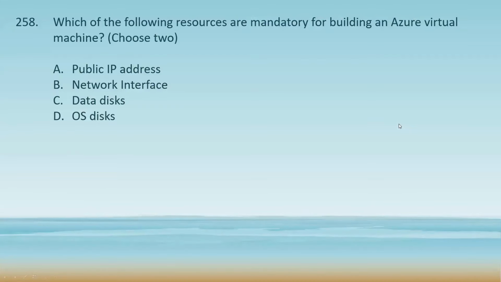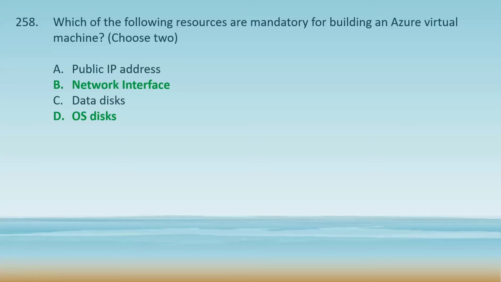This is question number 258 of the series. Which of the following resources are mandatory for building an Azure virtual machine? You need to choose two options here, and your options are public IP address, network interface, data disks, and OS disks. Network interface and OS disks are mandatory requirements when building an Azure virtual machine.